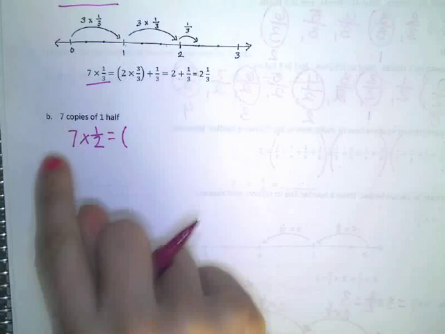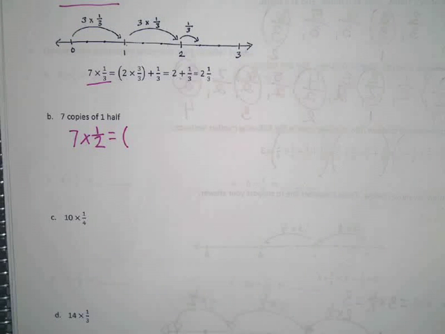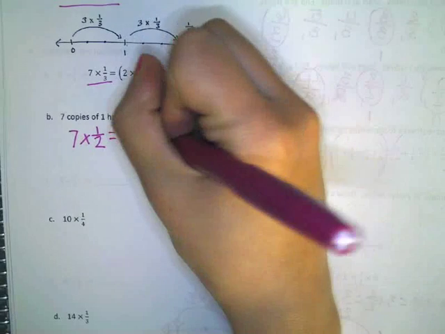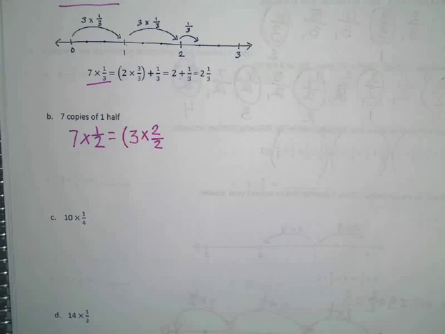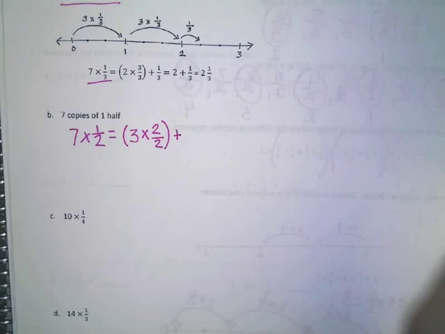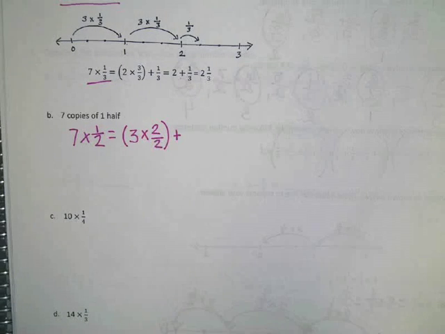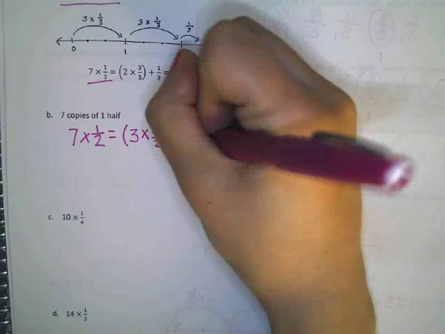All right, so in our 7, we can make how many wholes? 3, right? So 3 times 2/2, right? Because we're not multiplying it by that half anymore. We made them into groups of 2. But then we still have something left over. What do we have left over? Because 3 times 2/2 is what? 6/2. And we have how many pieces? 7. So we have 1/2 left.